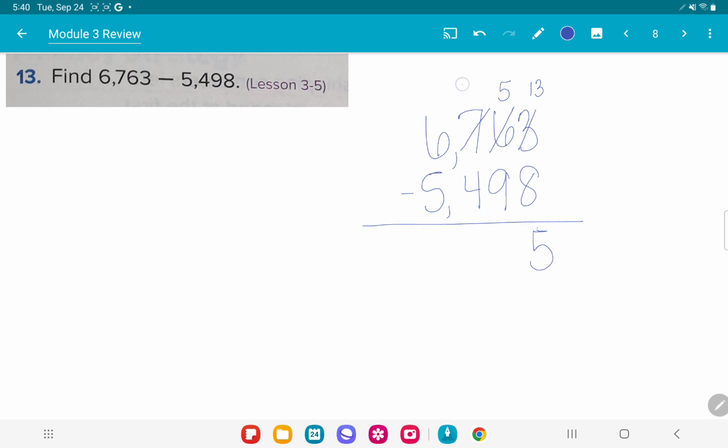regroup. That leaves me with 600s. Takes 10 tens to equal 100, so that gives me 15. 10 plus the 5 I already had is 15. 15 minus 9 equals 6. 600s minus 400s is 200s. And 6,000 minus 5,000 is 1,000. So my answer is 1,265.